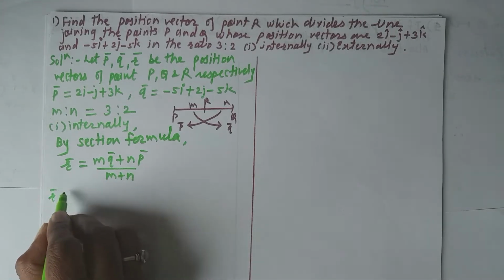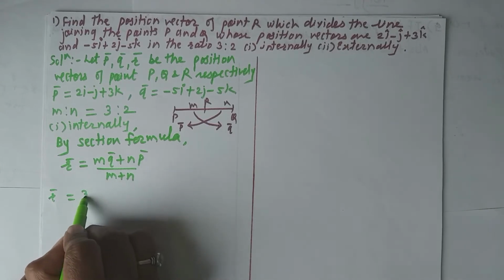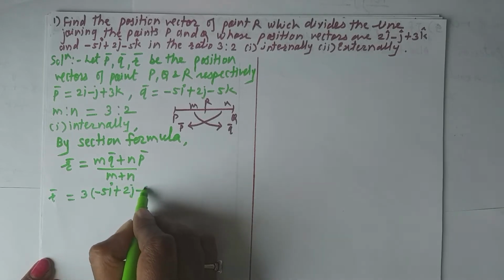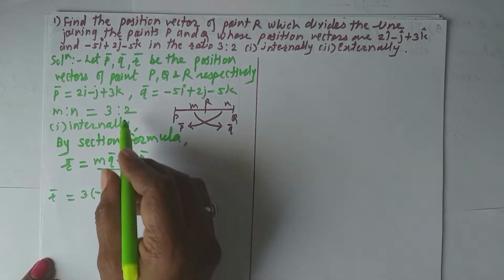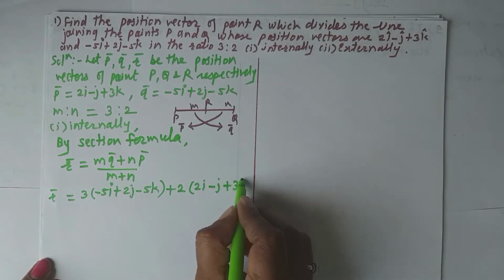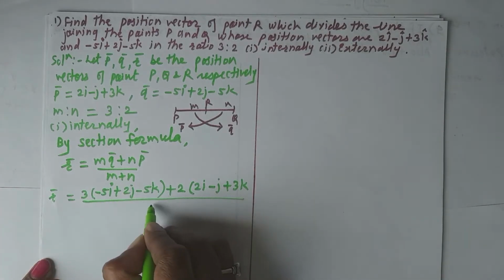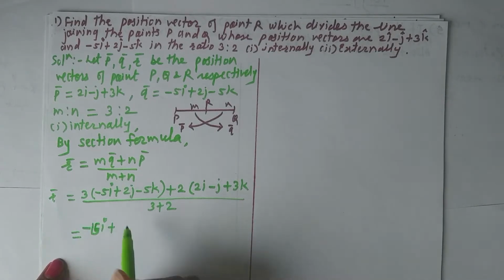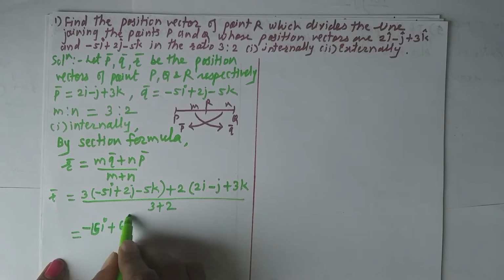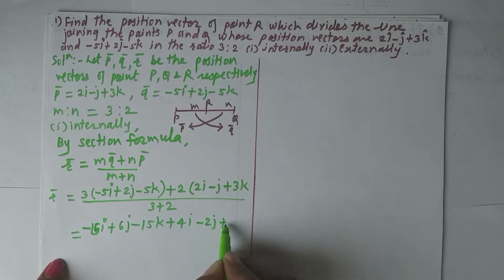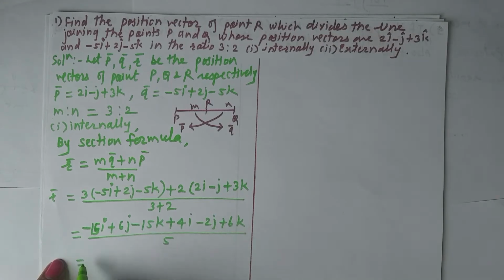What is m here? Therefore R bar will be, keep the value of m, that is 3, times q bar, which is minus 5i plus 2j minus 5k, plus n, which is 2, times p bar, which is 2i minus j plus 3k, divided by m plus n, that is 3 plus 2. Now open the brackets. This will be minus 15i plus 6j minus 15k plus 4i minus 2j plus 6k, divided by 3 plus 2, that is 5.